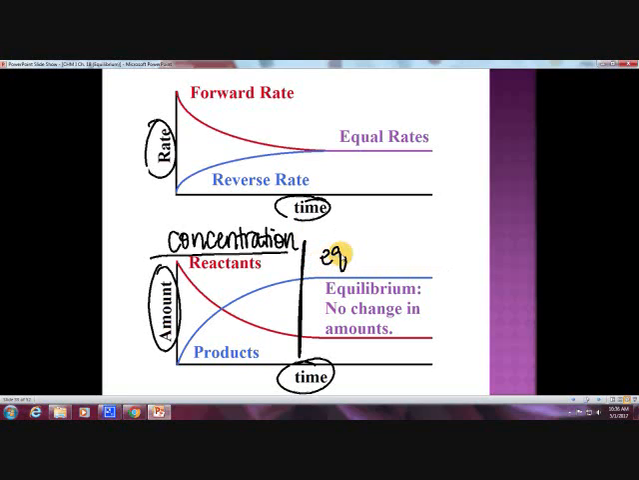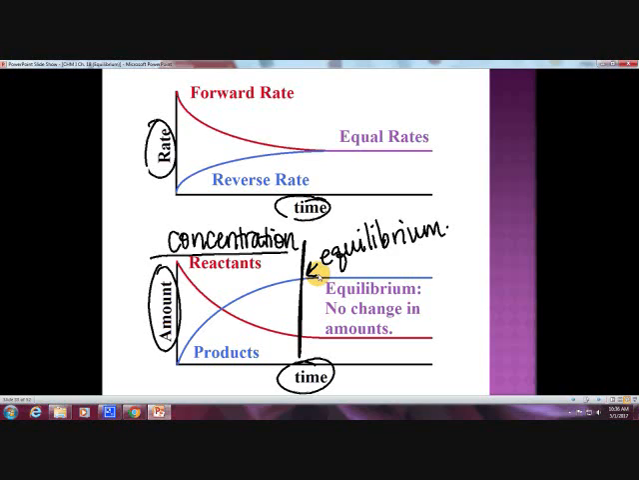So where I just drew that line, that's where the equilibrium is now. Because at equilibrium, the reactants and products will not change their concentrations anymore. Okay? They're going to stay constant.